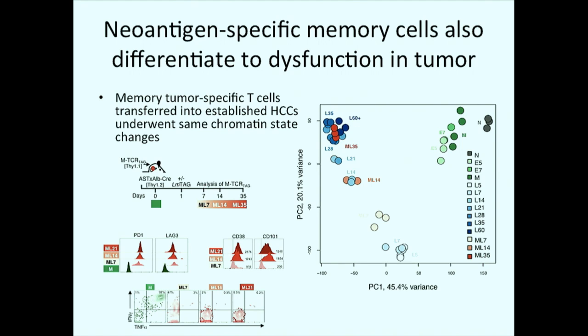What if you have an antigen-experienced T cell, so a memory T cell of the same antigen specificity? This was done in the context now of established lesions. If you put these into the tumor, the short story, these are labeled in red, is that they also differentiate to fixed dysfunction, okay? No different from naive T cells, okay?